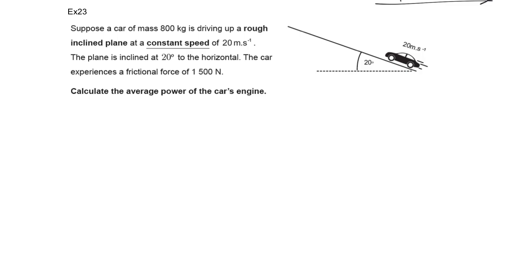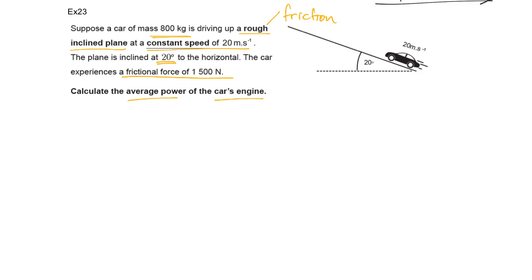Example 23 says that a car has a mass of 800 kilograms. It's driving up a rough inclined plane. Rough inclined plane tells me friction. At a constant speed of 20 meters per second. The plane is inclined at 20 degrees to the horizontal and the car experiences a frictional force of 1,500 newtons. Calculate the average power of the car's engine.